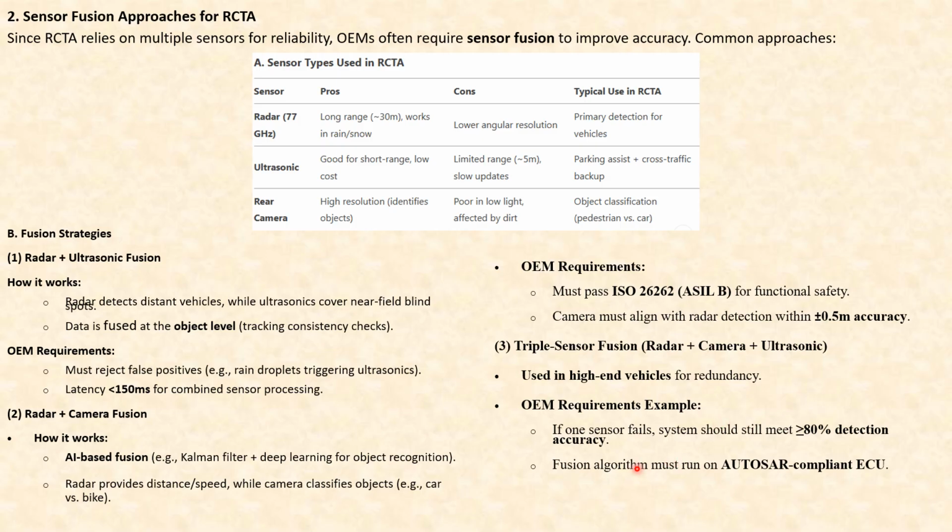OEM requirements example. Okay, let's see some OEM requirements example. If one sensor fails, system should meet greater than 80% detection accuracy. All right, so because the number of sensors is increasing, the detection accuracy is decreasing. For example, if it was only one sensor, then the detection would have been 99%. If it is two sensors, detection would have been greater than 90%. Now, because it is three sensors, the detection accuracy drastically came down to 80%. But still, 80% accuracy is reasonably accurate.